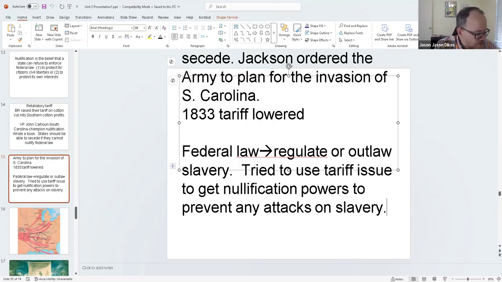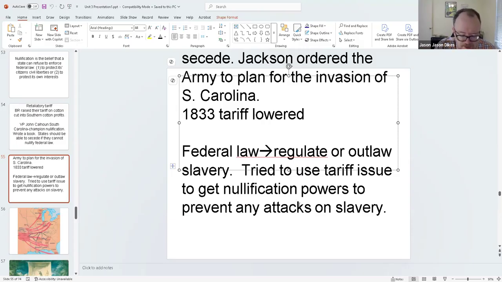Based on some quotes, which I wish I had right here with me, that's kind of the belief among some historians. There are others who do not believe that, who've looked at the same evidence and have not come to that conclusion. But I, looking at it, and other people whose work I admire, having read their work on it, agree that, yeah, this was an attempt to get nullification powers to keep slavery safe from any type of federal law.